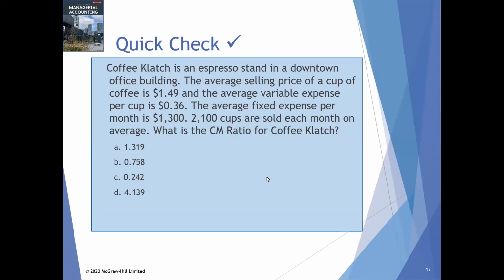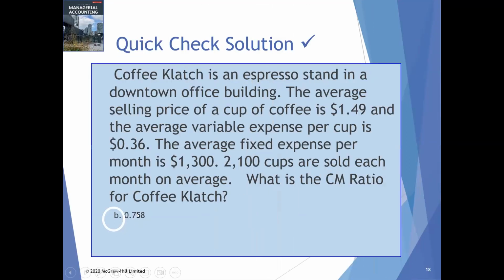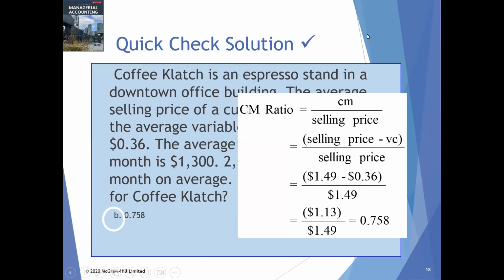So the right answer here is, we know that the contribution margin ratio, the CM ratio, is the contribution margin, CM, divided by SP, the selling price. So very simple. You can see this is the right answer. So look at the explanation here. The explanation says that the selling price minus variable cost is the contribution margin, divided by selling price. In this way we have calculated 0.758. So this is the CM ratio.